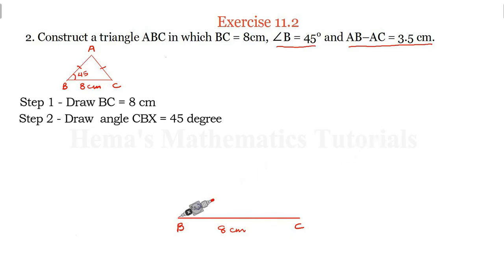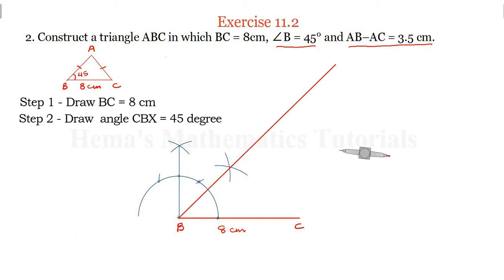Now we'll construct base angle B equal to 45 degrees with the help of a compass. To construct a 45 degree angle, we'll first need to construct a 90 degree angle. As we know, half of 90 degrees is equal to 45 degrees. So this gives us a 90 degree angle. Now we'll bisect this 90 degree angle to get a 45 degree angle. Let this ray be BX. So angle CBX is equal to 45 degrees.